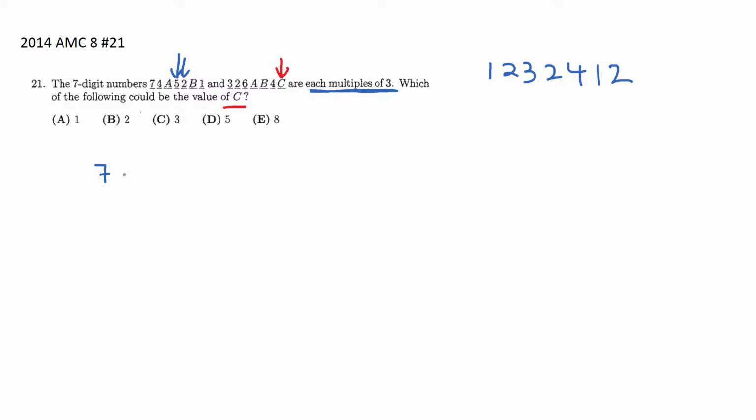7, 4, 8, 5, 2. Okay, let's add the digits up. You can add the like terms, like constants. 7 plus 4 plus 5 plus 2 plus 1, 11, 16, 18, 19. 19 plus A plus B.